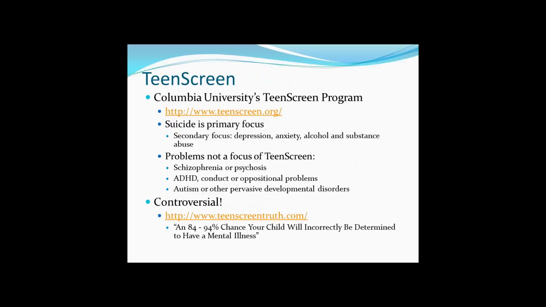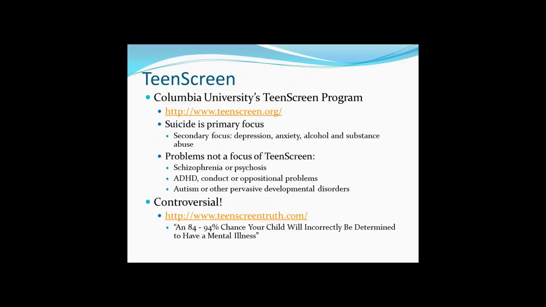TeenScreen, Columbia University's TeenScreen program, may have been something that you've heard of. There's a website available. There is a cost associated with it. The primary focus is mainly for parents to go on to screen for suicide. Secondary focus are depression, anxiety, alcohol, and substance abuse.